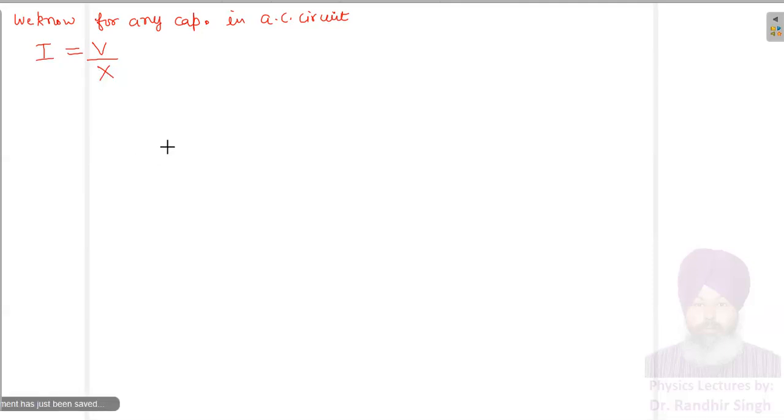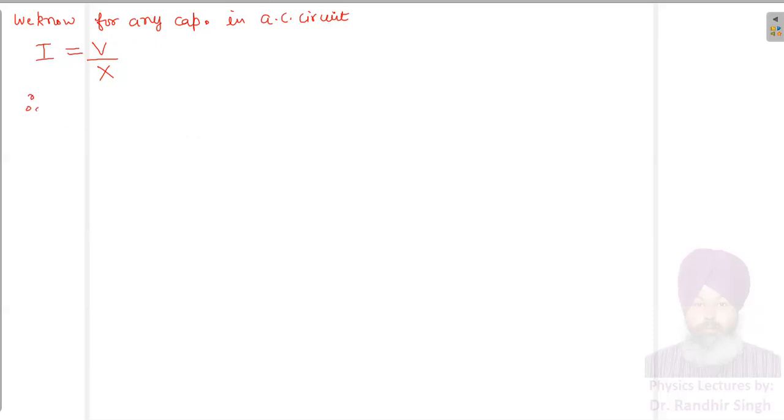Okay, now we know that for any capacitor in AC circuit, what should be the formula for current? Current should be equal to voltage divided by reactance. Would you agree? Is it okay? Yes, sir.